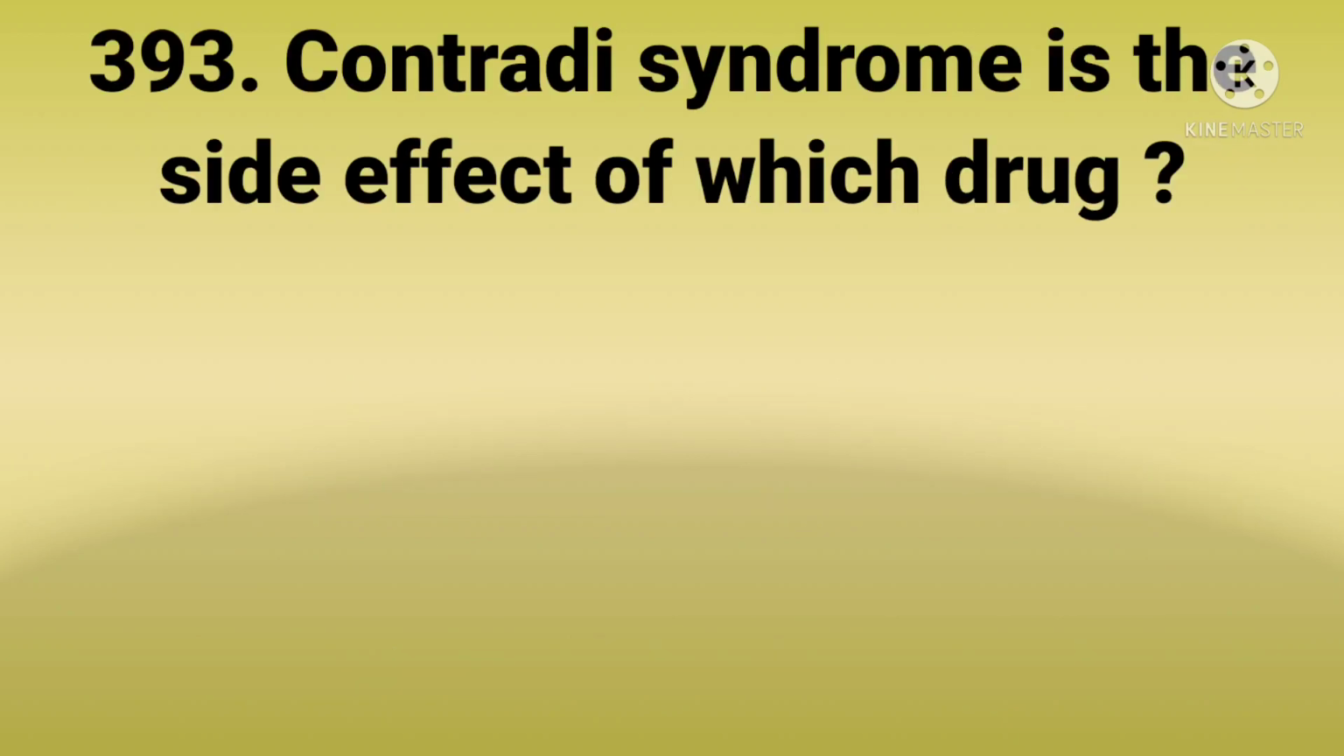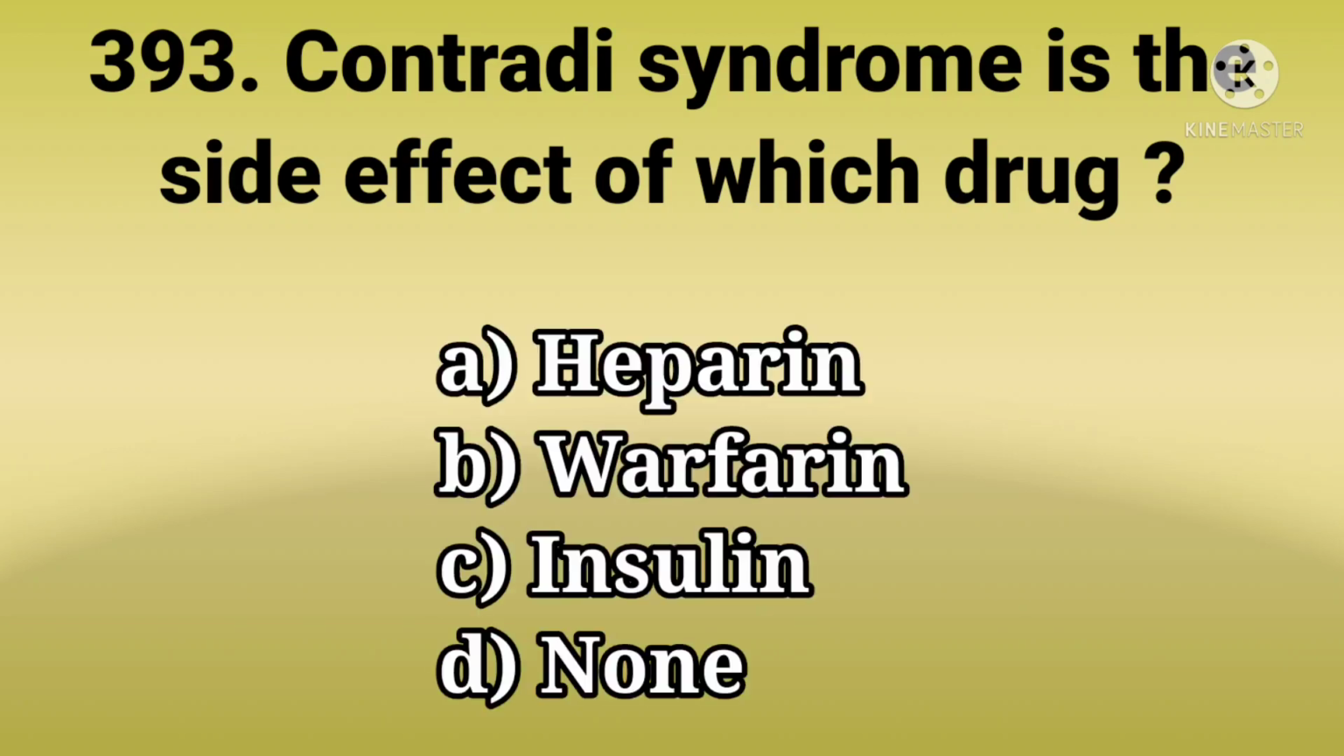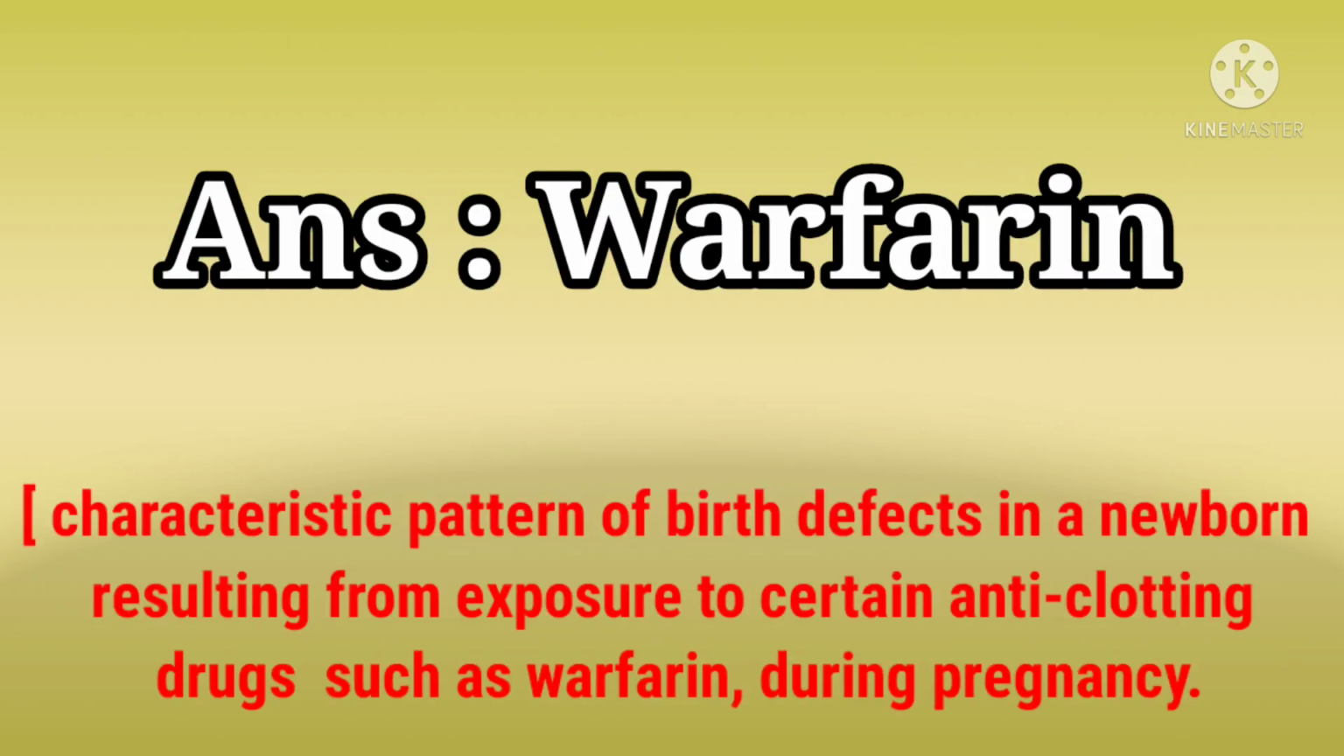The next question. Coumadin syndrome is the side effect of which drug? The options are heparin, warfarin, insulin, none of the above. And the answer is warfarin. And Coumadin syndrome is a characteristic pattern of birth defects in a newborn resulting from exposure to certain anti-clotting drugs such as warfarin during pregnancy.